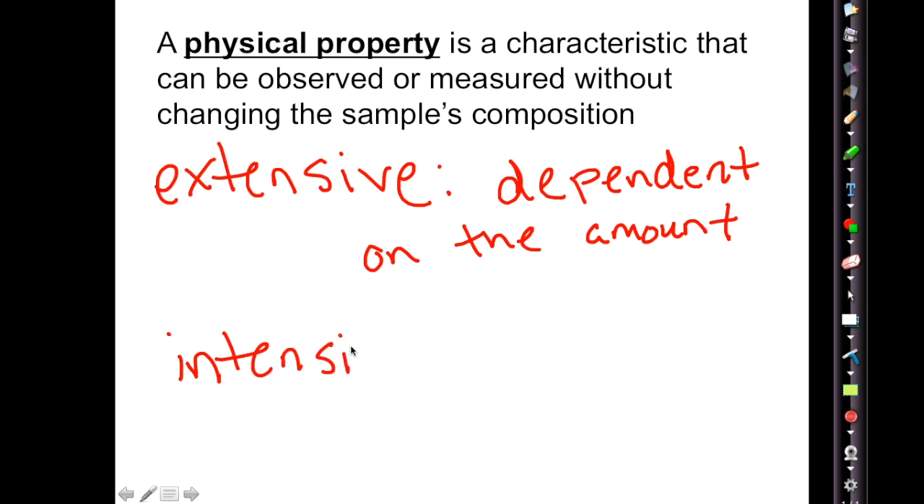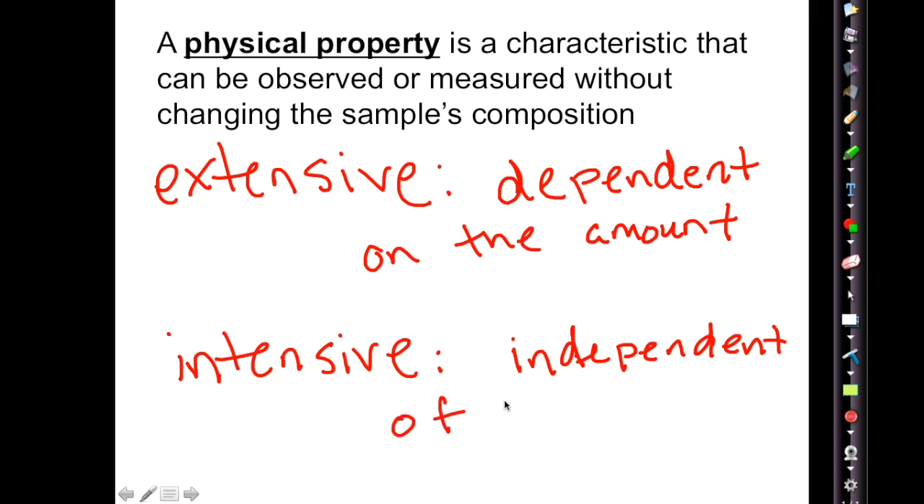And you can probably guess where we're going here with intensive. These are independent of the amount of matter present. So this is maybe a little bit trickier. We have to think about properties that won't change depending on the amount of matter present. A good example would be density. So sticking with the water example, water has a density of about 1 gram per milliliter volume.